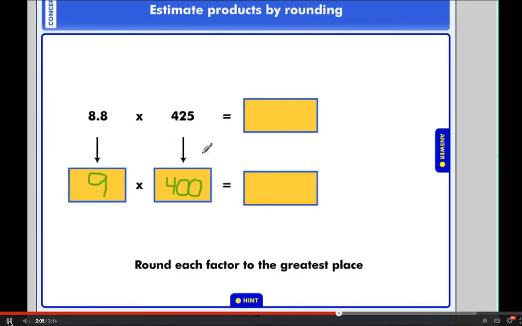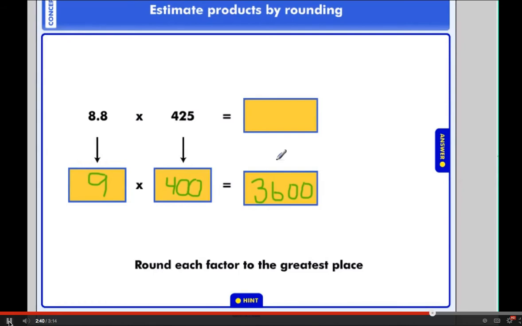Now, this is what I'm thinking in my head when I'm estimating. I'm thinking 9 times 400 equals, and we know how to multiply with multiples of 10. 9 times 4 is 36, so 9 times 400 would be 3,600. I can see then, by doing this estimate, that my answer should be in the thousands place.